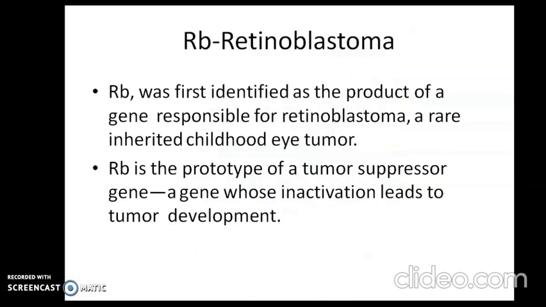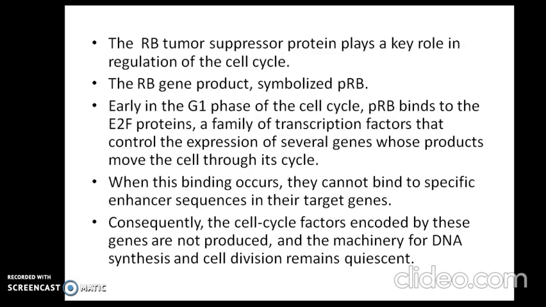Retinoblastoma, or RB, was first identified as the product of a gene responsible for retinoblastoma, a rare inherited childhood eye tumor. RB is a prototype of a tumor suppressor gene, a gene whose inactivation leads to tumor development. The RB tumor suppressor protein plays a key role in the regulation of the cell cycle. The RB gene product is symbolized pRB.